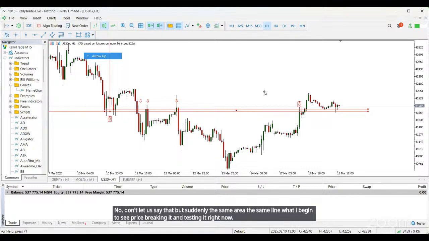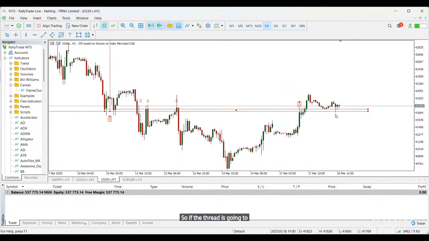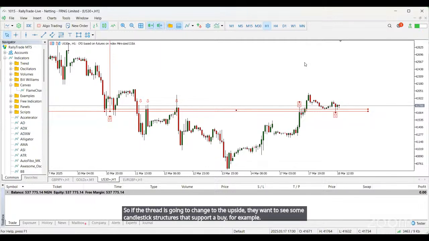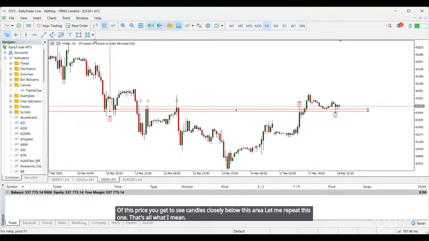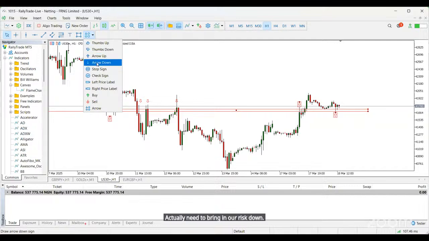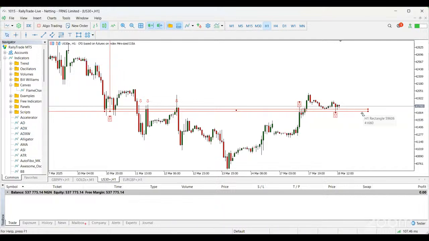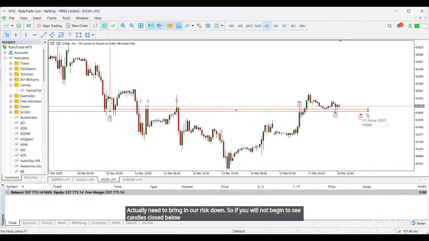So if the trend is going to change to the upside, then we want to see some candlestick structures that support a buy, for example, bullish engulfing, and all that. Then we will be sure that the price is actually going up. But if we begin to see candles closing below this area, what did I even do? Let me delete this one. That's not what I mean. I actually mean to bring in arrows down. So if we begin to see candles close below this area, then we know that the price is ready to resume and go down.